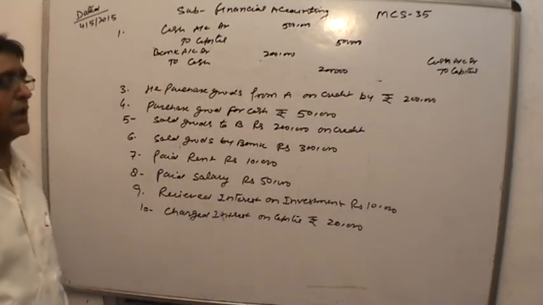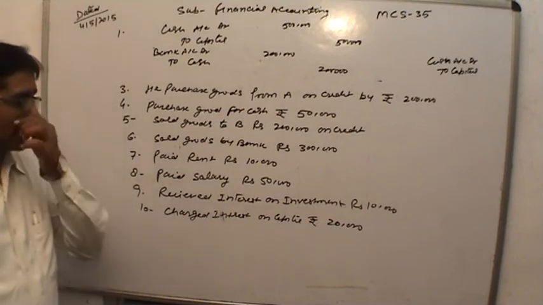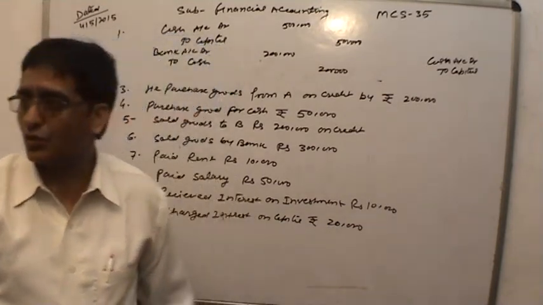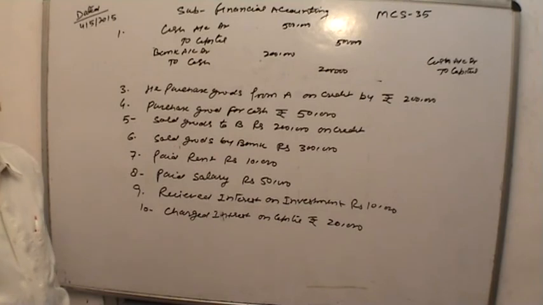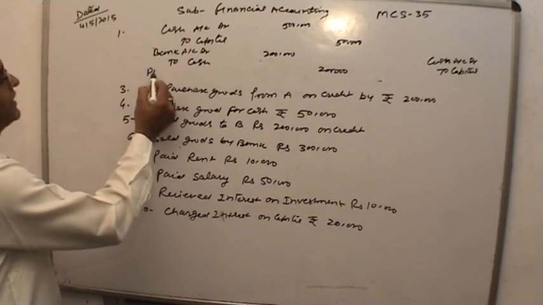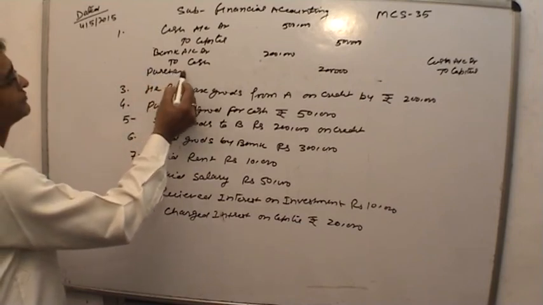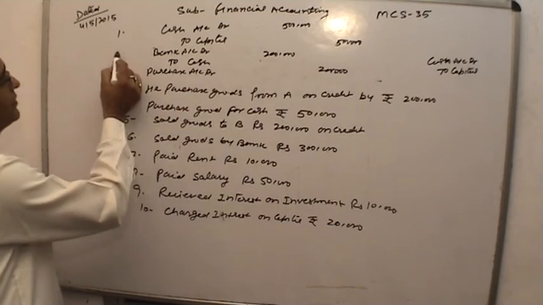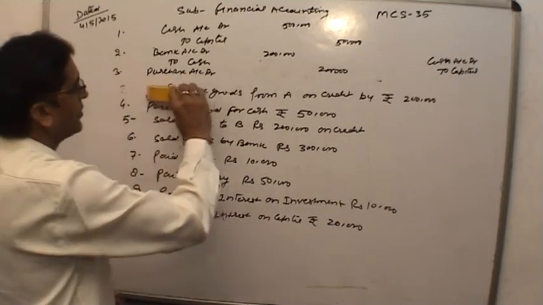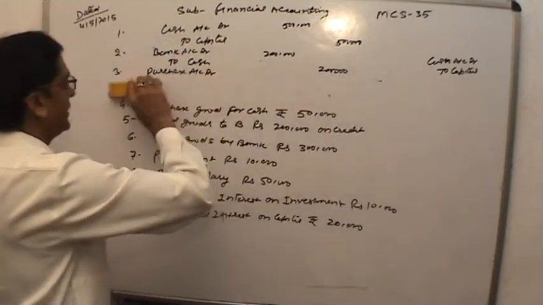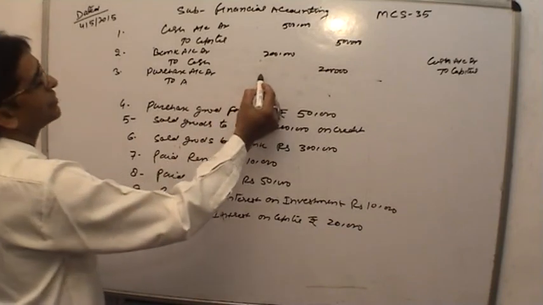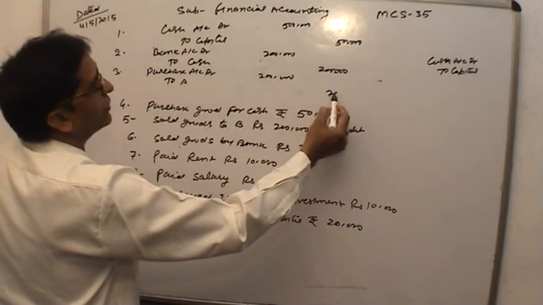Then he purchased goods from A on credit by rupees 2 lakh. In this case, you have received goods from A, rupees 2 lakh. In the case of purchase, we use the purchase account in place of goods. So purchase account debit to the giver, and the giver is A. So purchase account debit to A by rupees 2 lakh and 2 lakhs.